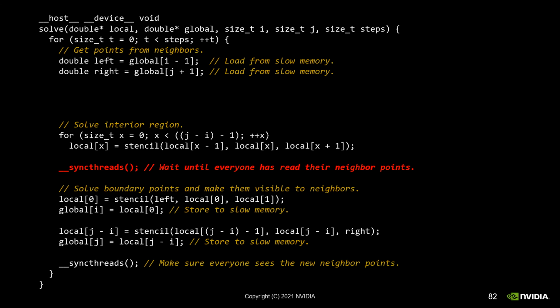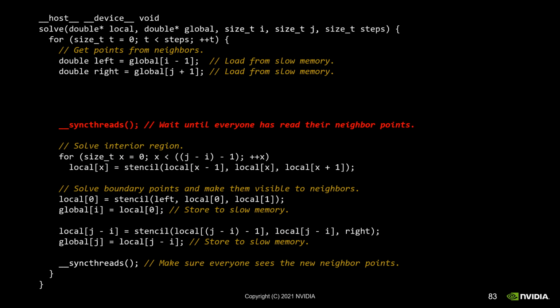This isn't as efficient as we'd like. Every thread must wait for every other thread to read its neighbor points and solve its interior region before it can start storing to the global array. We only need to wait for all other threads to read their neighbor points before storing. We shouldn't have to wait for them to solve their interior region. We could remedy this by moving the first sync threads before the solve of the interior region. But then we won't be able to start solving the interior region until everyone has read their neighbor points.